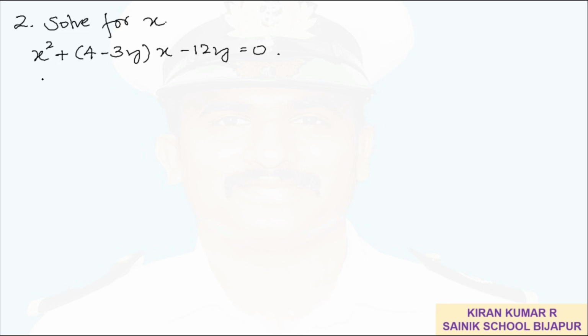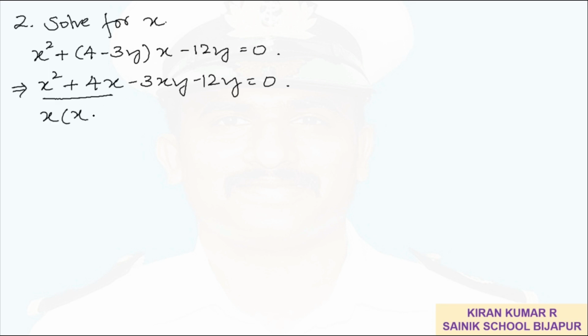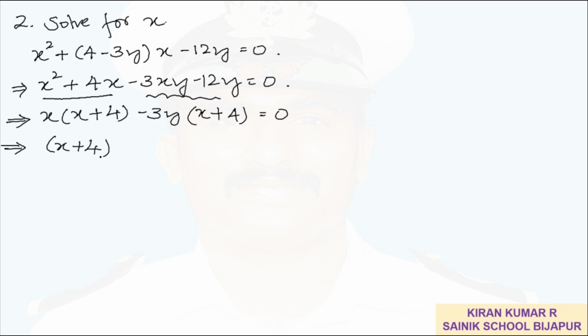So what I prefer doing is I will rewrite this equation by multiplying x to that. It becomes x square plus 4x minus 3xy minus 12y equal to 0. Now observe the first two terms. There is x common in this. I'll be getting x plus 4. In the next two terms, I'll take minus 3y as common. x plus 4 equal to 0. Now we have x plus 4 common, multiply to x minus 3y equal to 0.